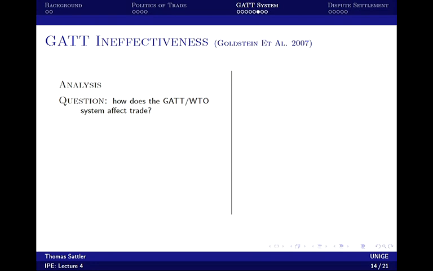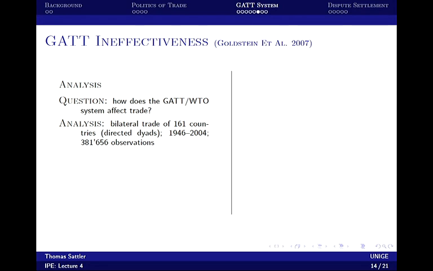And the liberals say, no, actually institutions matter. They produce a fundamentally different result that would not have occurred without this institution. And applied to trade, the question then breaks down to the question, how does the GATT and the WTO system affect trade? Does it increase trade or does it not increase trade?